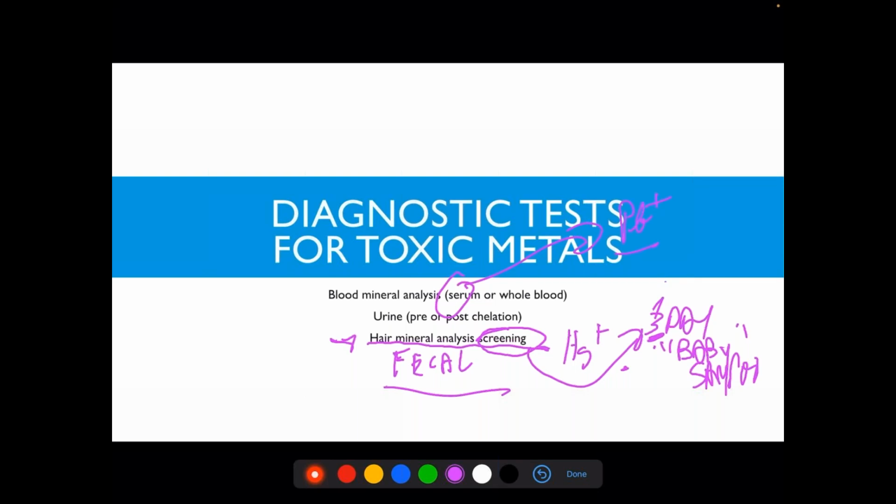So serum probably should be reserved for acute poisonings. If you think someone's been acutely poisoned, order serum, whatever one you want: cadmium, mercury, lead, aluminum.